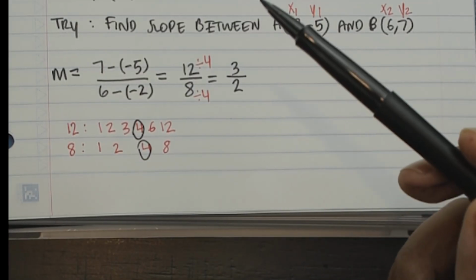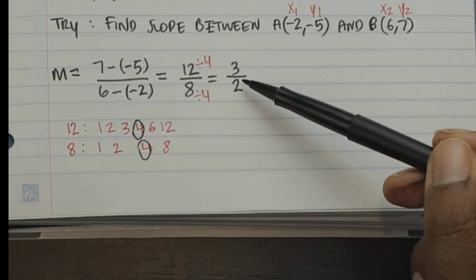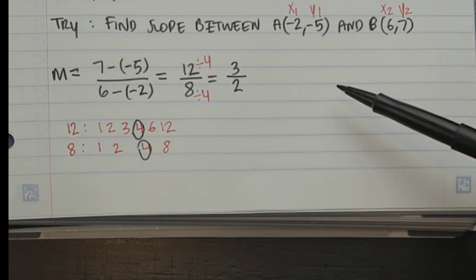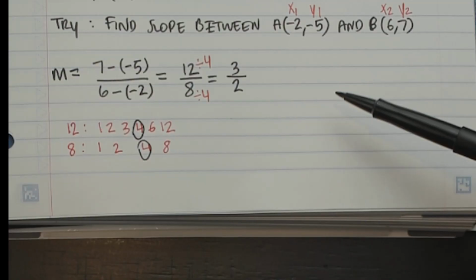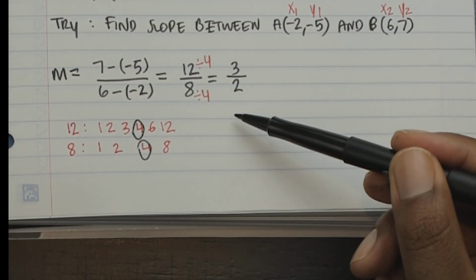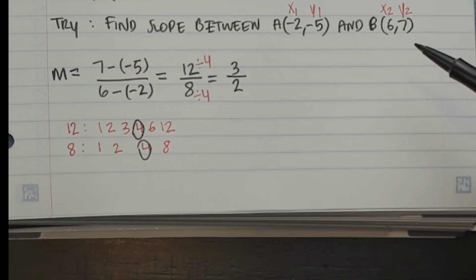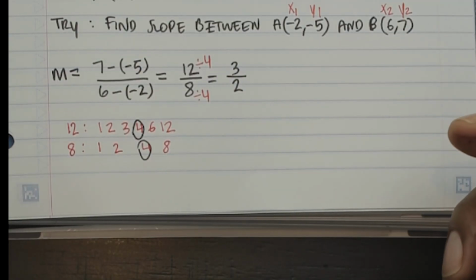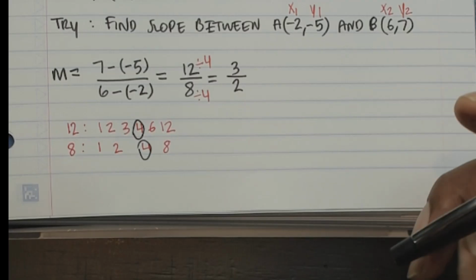And so this means that for every increase of 2 units to the right, we're going to vertically increase 3 units up. So that's 2 units over, 3 units up, 2 units over, 3 units up. And that is how we determine that.